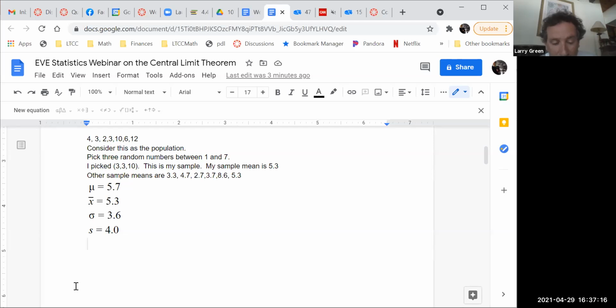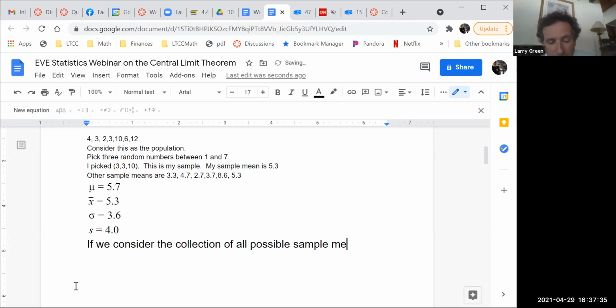So if we consider the collection of all possible sample means, right? We got some of them, 3.3, 4.7, 2.7, 3.7, 8.6, and 5.3. There's a lot more of them. We don't have enough time to look at them all. But in theory, you can think about the collection of all possible sample means. This is its own data set with a very large size.